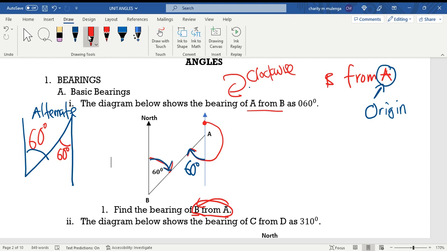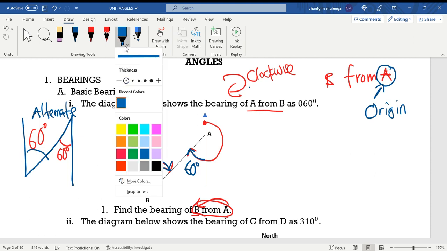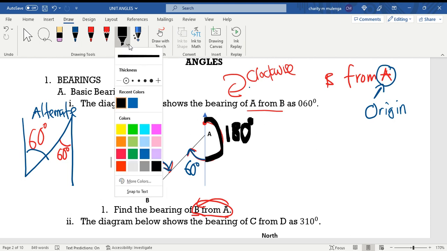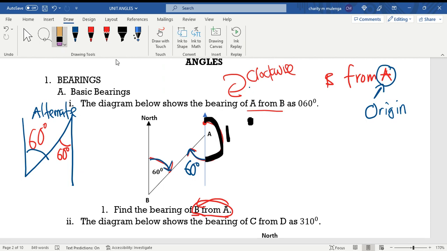Now, don't forget that this one here is a straight line. A straight line goes up to how much? 180 degrees. Are you with me? Don't forget that part of this bearing here is a straight line. And straight lines add up to how much? 180.